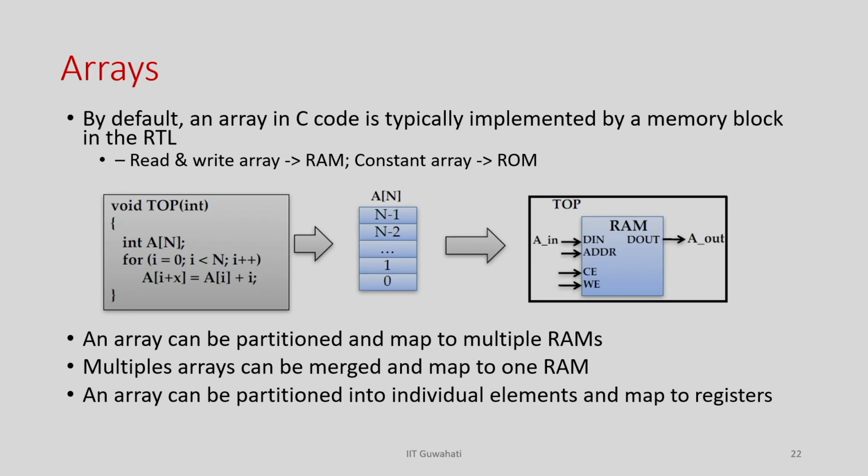Okay. Arrays map into RAM and ROM. If it is a read-write array, it will map to RAM. If it is a constant array, that means a read-only array, it is going to map to ROM. So, basically this array maps to RAM, and the interesting thing is that the index becomes the address for the RAM. And one important thing to be noted in the hardware is that once you map this array into RAM, it has other signals.